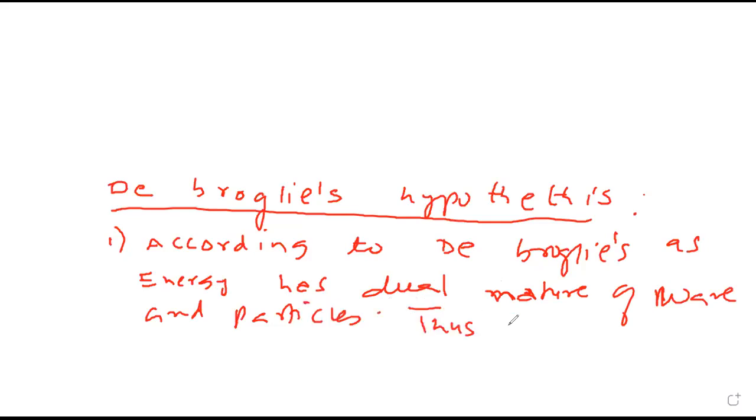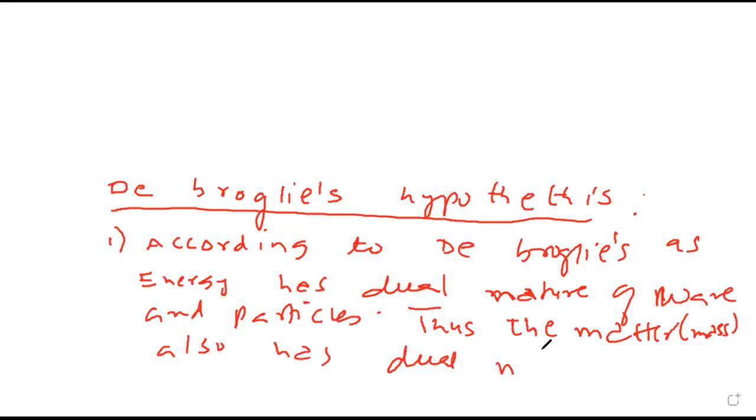Thus, dual nature of wave and particles. Thus, the matter, that means mass, also has dual nature of particles and wave. Right, first point. So De Broglie suggested that particle also emits wave.